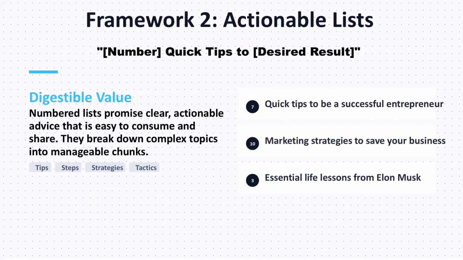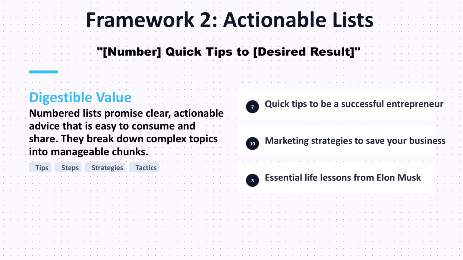Next up, we have the Quick Tips to Desired Result framework. This is incredibly popular on platforms like YouTube because it's digestible, value-packed, and promises actionable advice. People are busy, and they're looking for quick wins and clear guidance. This framework delivers exactly that. You can swap quick tips for steps, strategies, or tactics depending on your content's nature.